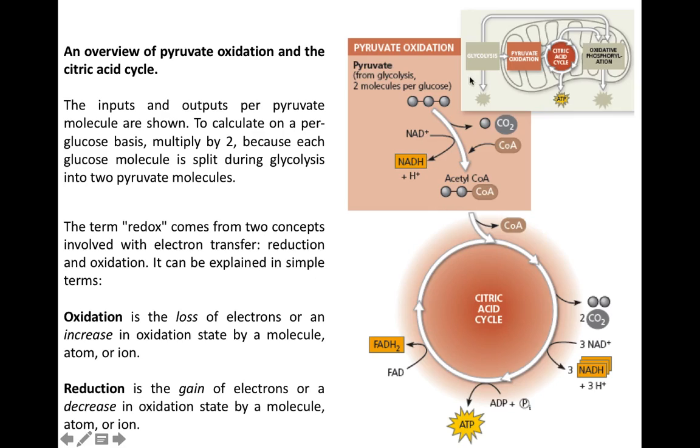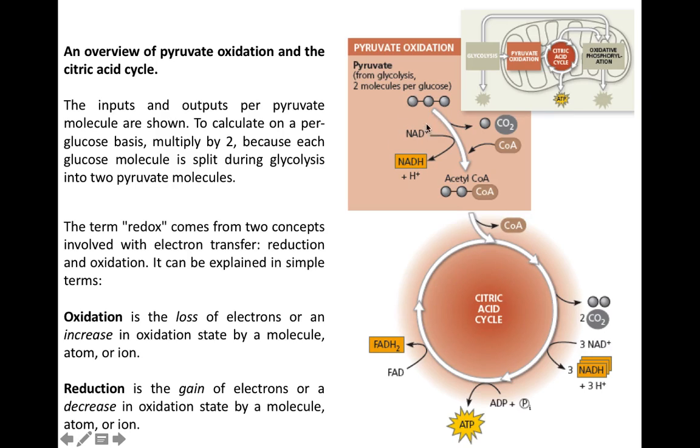So here pyruvate is being oxidized into acetyl coenzyme A, and NAD is being reduced. It means this is carrying 1 electron. So it has carried away 1 electron. So these are the electrons which would be shuttled towards the electron transport chain.